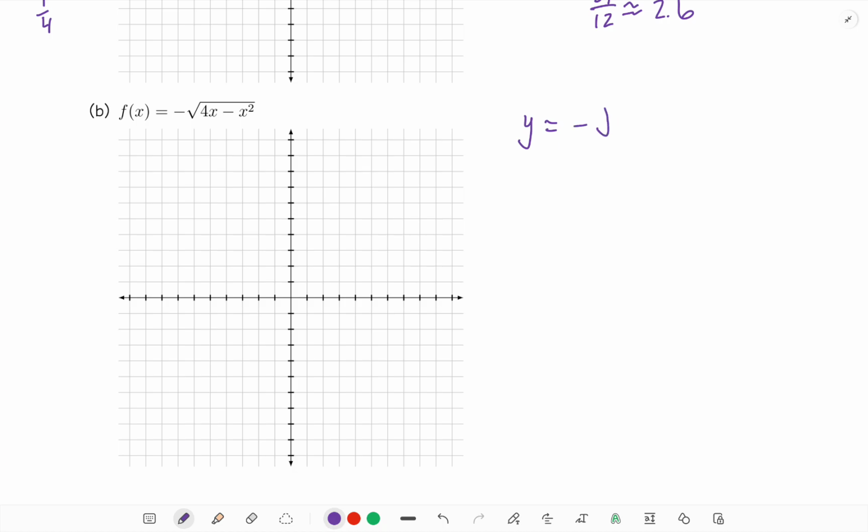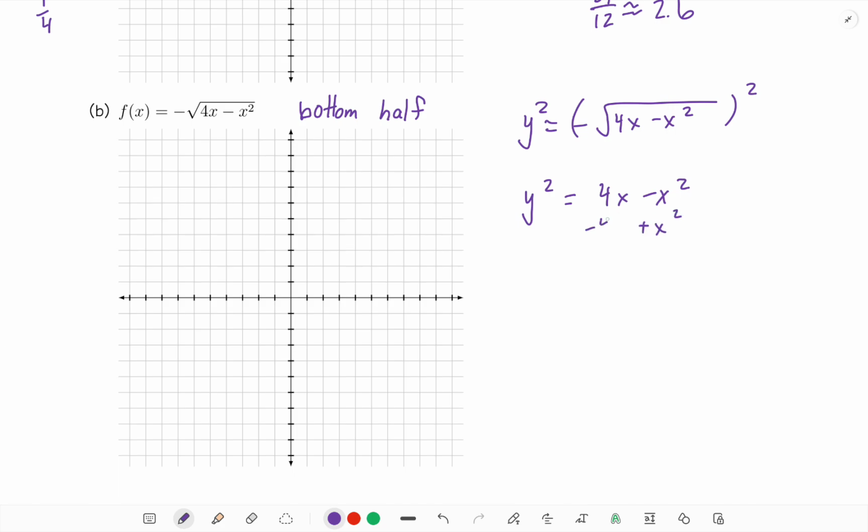And finally for b, remember f of x is just another way of saying y. So we get y equals negative square root of 4x minus x squared. So this does tell me it is the bottom half of a circle from what I discussed before. But now we kind of want to go backwards. So I'm actually going to square both sides because when you square a negative, it becomes positive. Add the x squared and subtract the 4x from both sides. We get x squared minus 4x plus y squared equals 0.